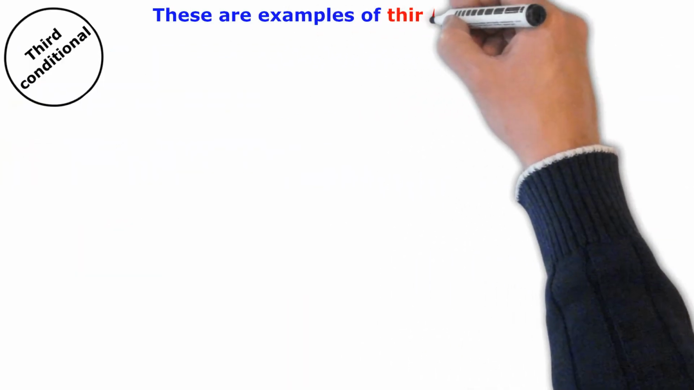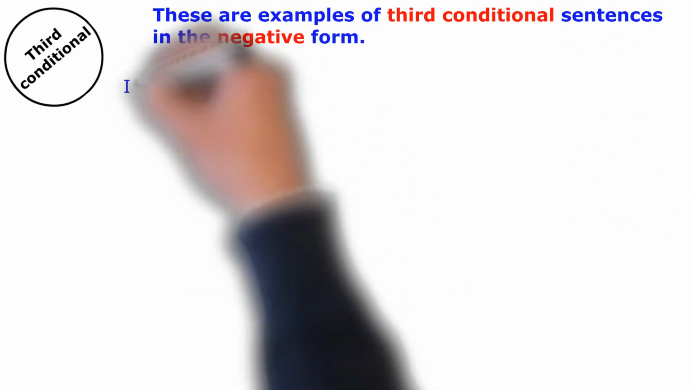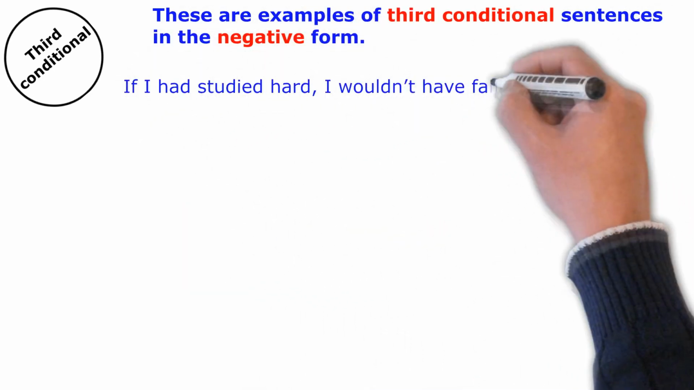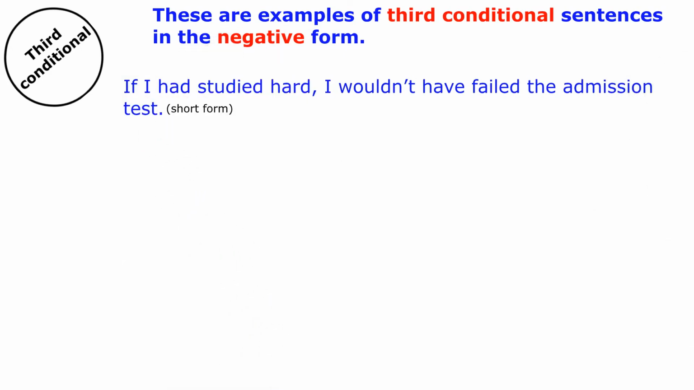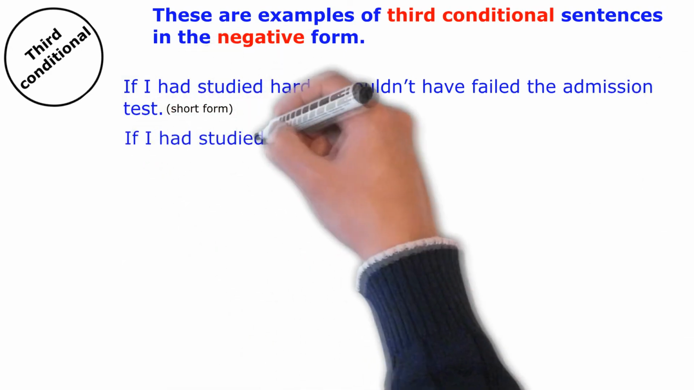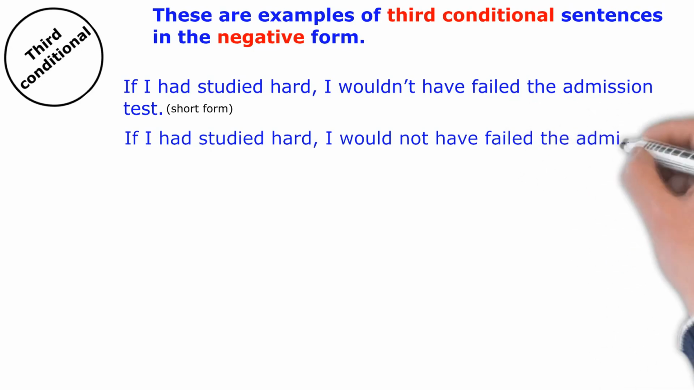These are examples of third conditional sentences in the negative form. If I had studied hard, I wouldn't have failed the admission test. Short form. If I had studied hard, I would not have failed the admission test. Long form.